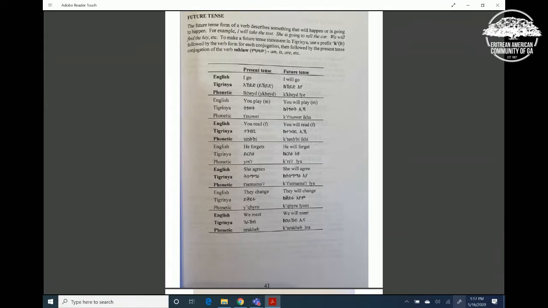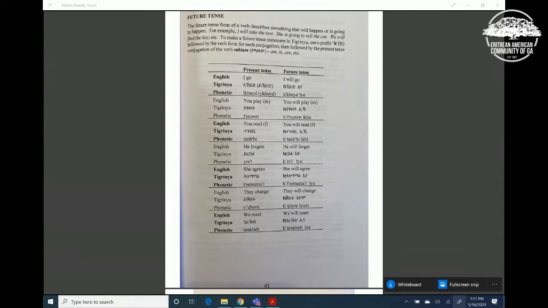She's going to sell the car. To sell, ምሻጥ, the car, መኪና. We'll find the key. To find is مركب. The key is مفتاح.